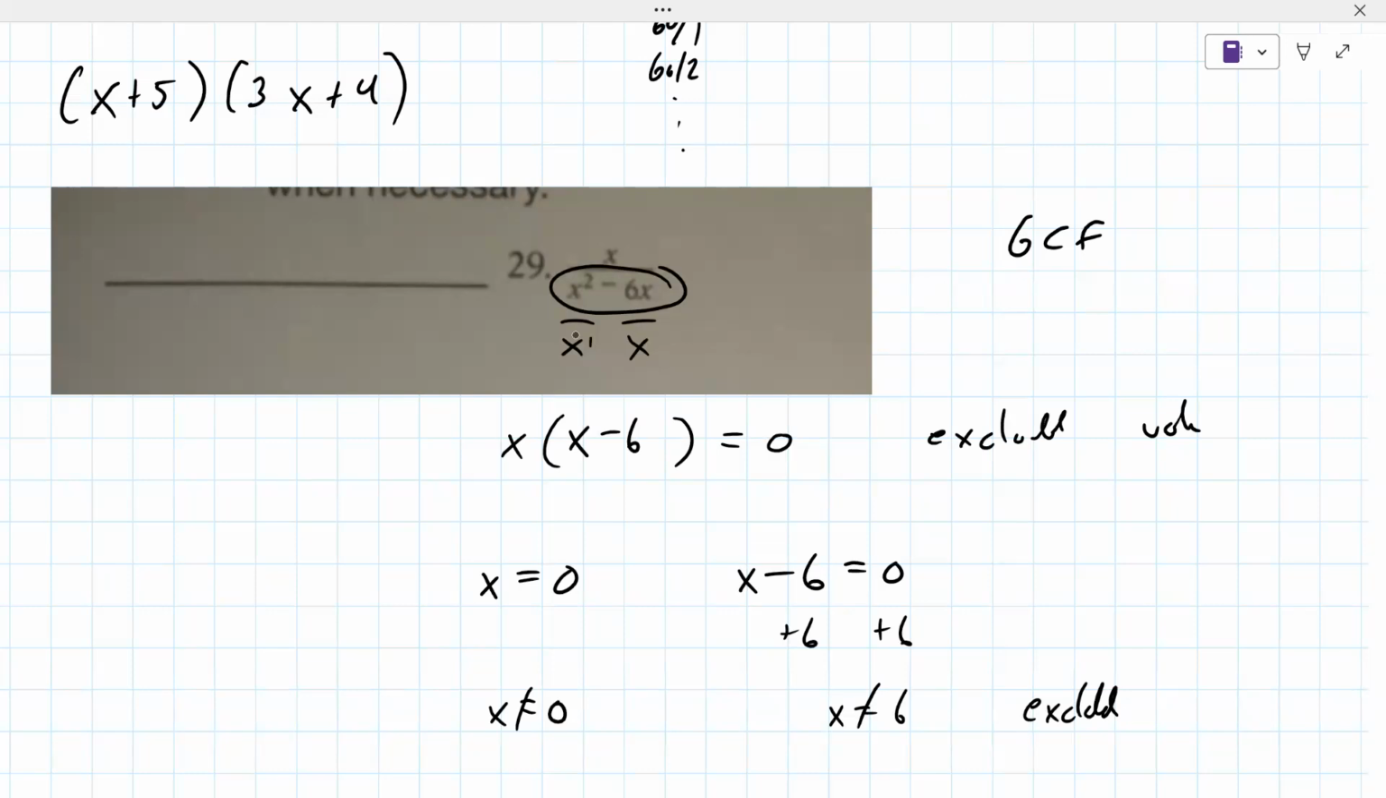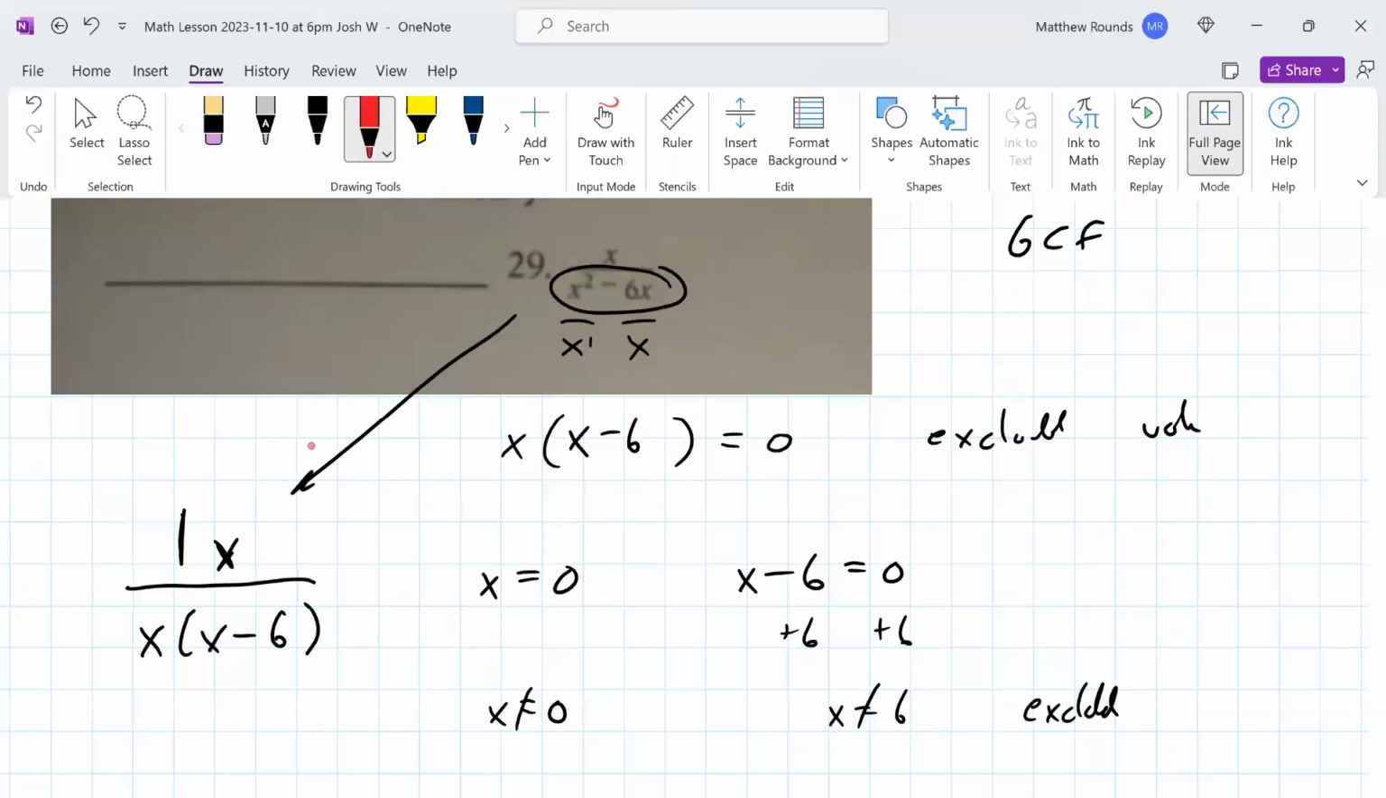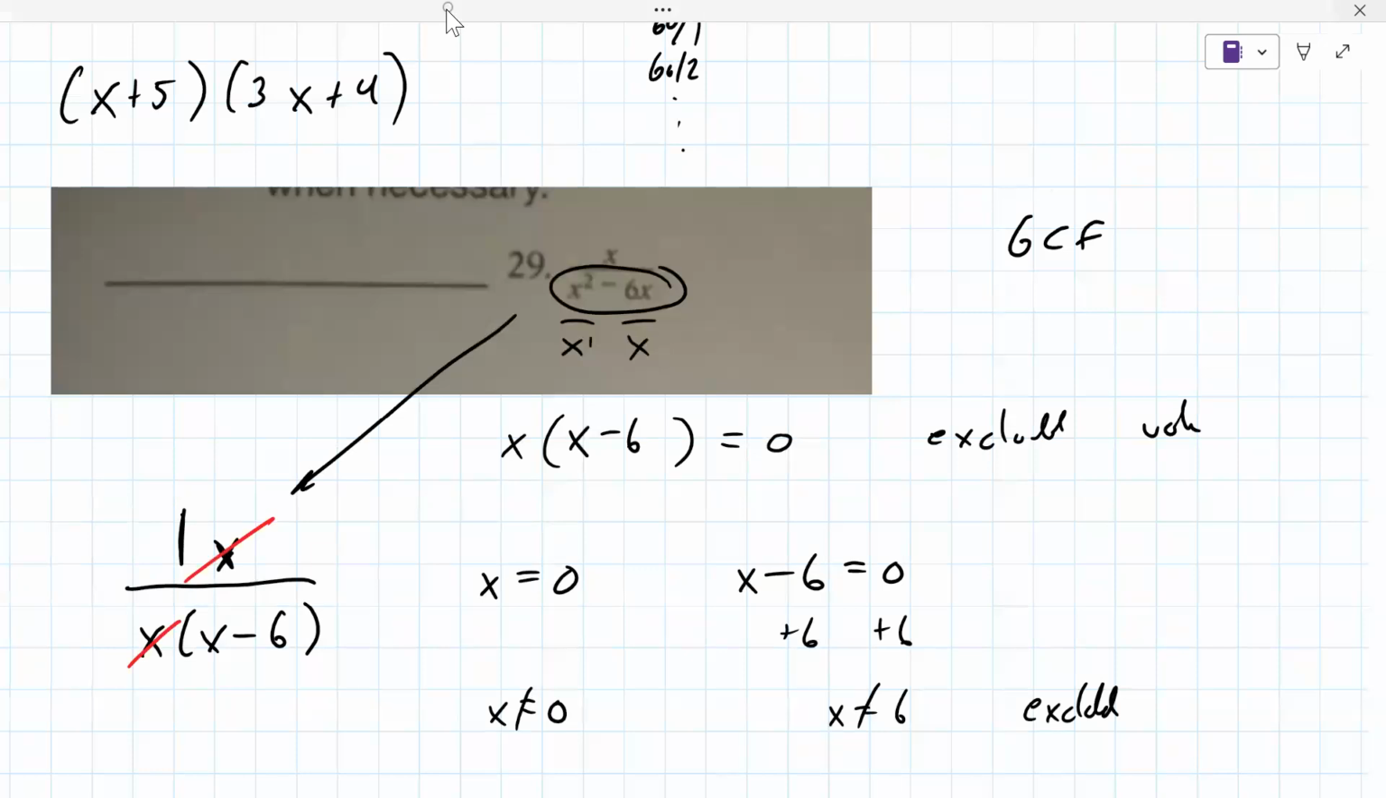So the factored form here, if we bring this down, is x over x times x minus 6. There's really a 1 in front of the x. So those cancel, leaving what on the top? Leaving 1. So it becomes just 1 over x minus 6.